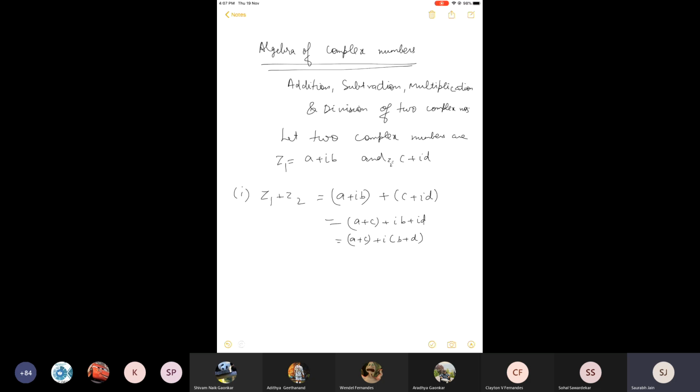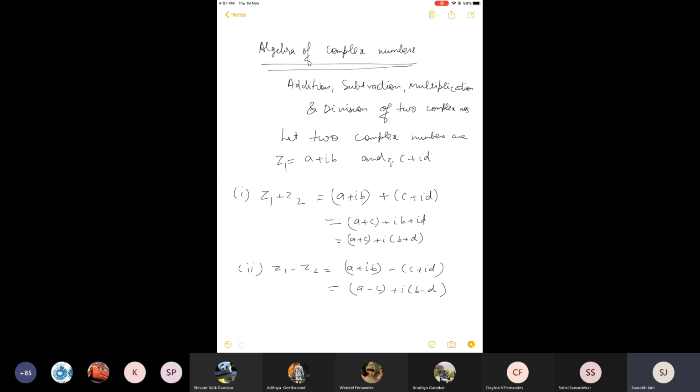Same is with subtraction. If you want to find z1 minus z2, do the simple maths. Subtract real and imaginary parts. So this will come out to be a minus c, and iota b minus iota d will become iota b minus d.